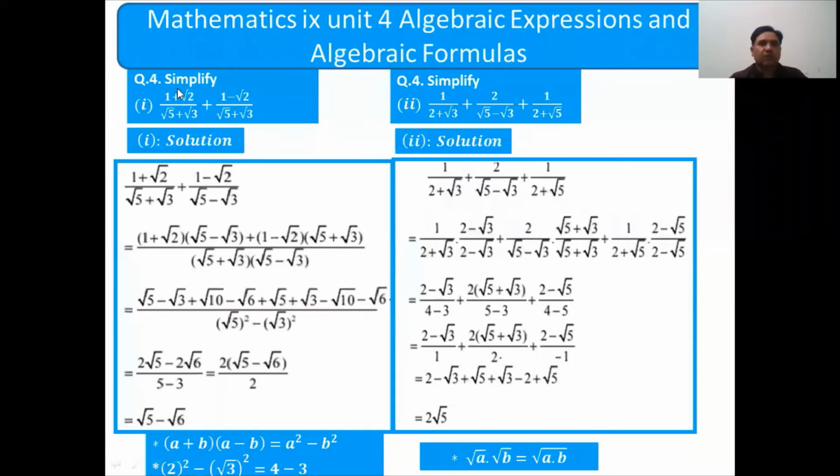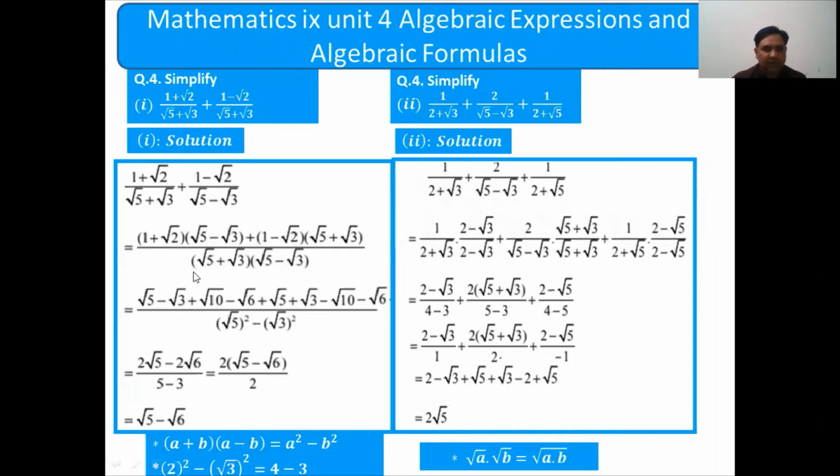Now question number 4. Simplify part 1. 1 plus square root of 2 divided by square root of 5 plus square root of 3, plus 1 minus square root of 2 divided by square root of 5 minus square root of 3. Solution. First we take the LCM. So the LCM is square root of 5 plus square root of 3 times square root of 5 minus square root of 3. So now we have to solve this.